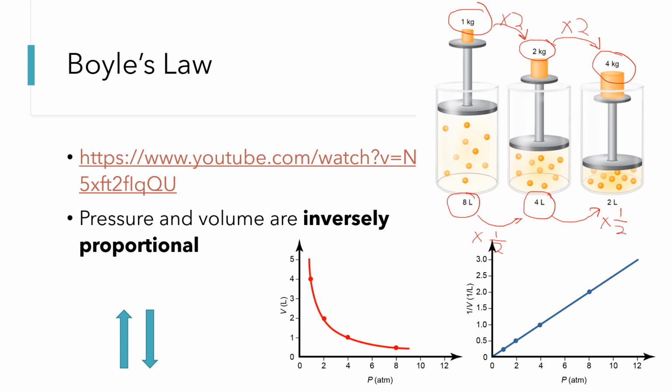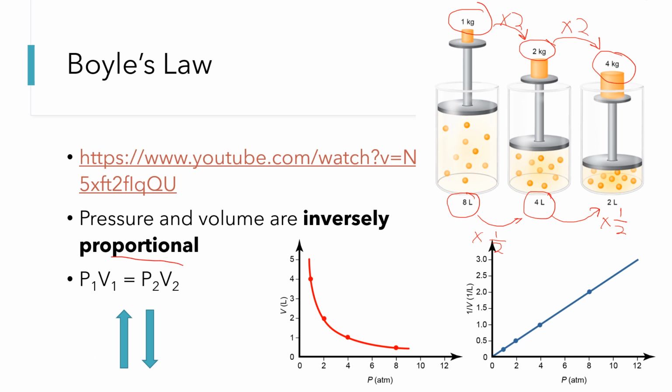And so what people figured out was that instead of plotting volume versus pressure, what you want to do is take the reciprocal of all of the volumes. So instead of taking 8 liters, you would take 1/8. Instead of taking 4 liters, you take 1/4. And instead of taking 2 liters, you take 1/2. And if you do that, you get a plot like what is shown on the right, which is a nice linear plot.